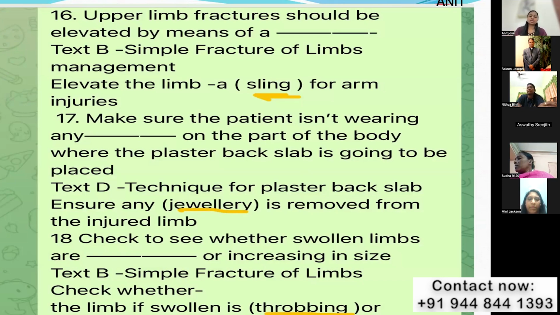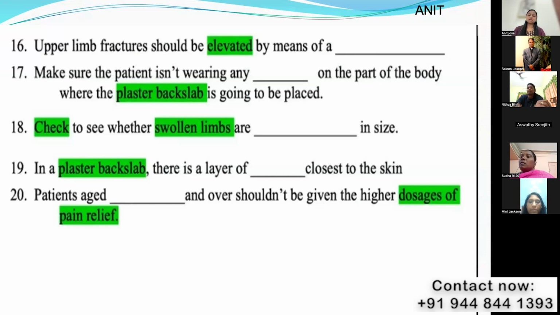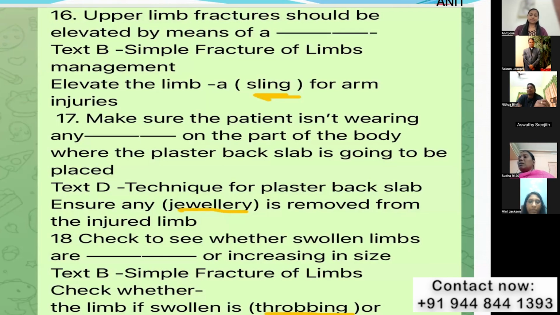So in the text we can see that ensure any jewelry is removed from the injured limb. Let's analyze the question stem and the text. In the question, it's mentioned make sure, but in the text we can see that ensure. In the question we can see that it's not wearing any, but in the text we can see that is removed from. So here the answer is jewelry. Here we can say that negative expression, and keywords are is not wearing and plaster backslab. The answer is from the text D.